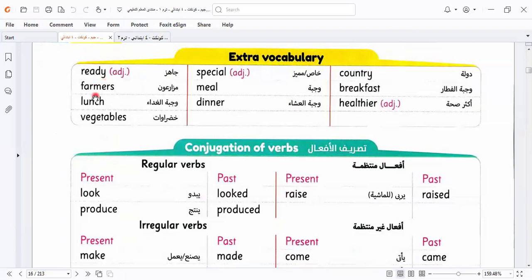Ready, farmers, lunch, vegetables. Special. Special is an adjective. Meal, dinner, country, breakfast, healthier. I will repeat after me here. Ready, farmers, lunch, vegetables, special, meal, dinner, country, breakfast, healthier.